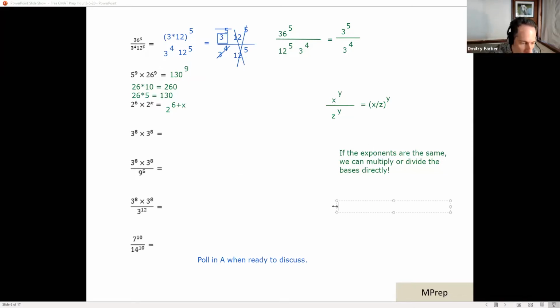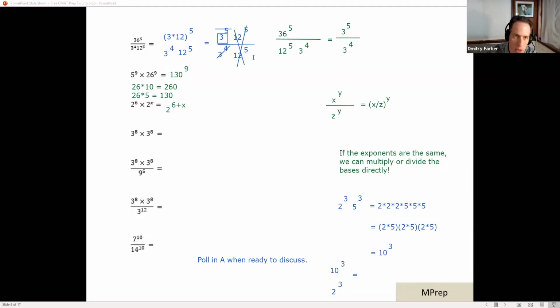Imagine if I have 2 to the third, 5 to the third. Well, that's 2 times 2 times 2 times 5 times 5 times 5. But I could also say that's 2 times 5 times 2 times 5 times 2 times 5. So that's just 10 to the third. And of course, it has to be true in reverse. If I said, what's 10 to the third divided by 2 to the third? Well, it has to be 5 to the third because we just did it.